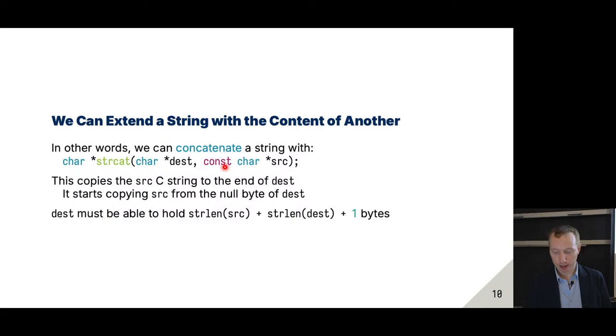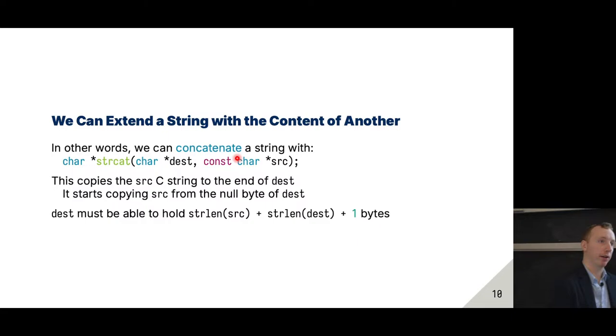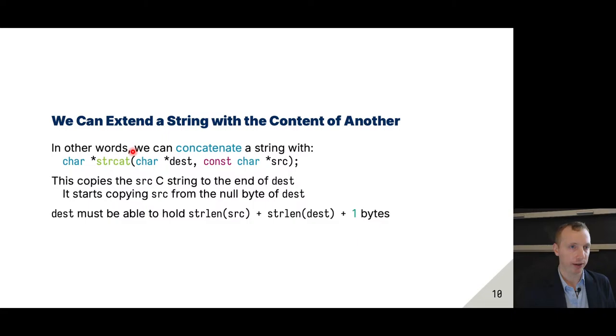And it does the copying just like string copy, except it will start copying at the end of the destination. It starts at the end of the destination and tacks it on to the end of it. So it starts copying source from the null byte of destination. It will replace that with the contents of source, including the null byte. So this destination must be able to hold the number of bytes in the source string plus the number of bytes that we are using with the current string, and then plus the null byte at the end. So that makes sense. It kind of adds two strings together. So let's see that example.